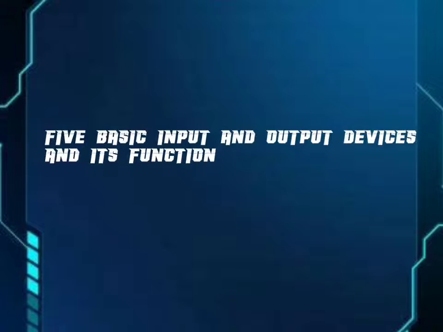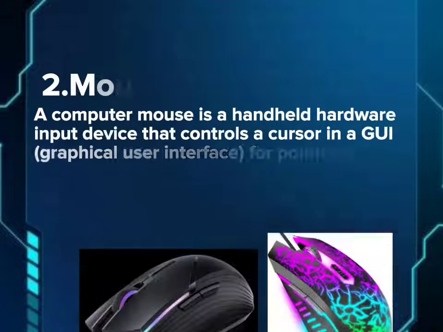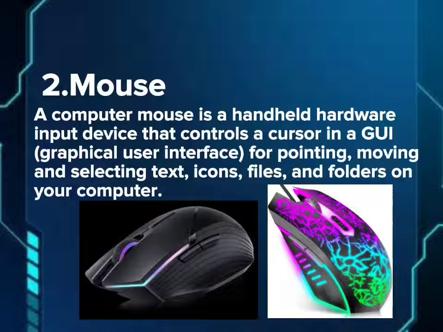So let's proceed to the 5 basic input and output devices and their functions. Number 1 is keyboard. A computer keyboard has alphabetic, numeric, and function keys for the entry of information. Number 2 is mouse. A computer mouse is a handheld hardware input device that controls pointing, moving, and selecting text, icons, files, and folders on your computer.